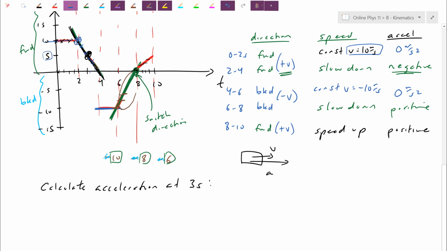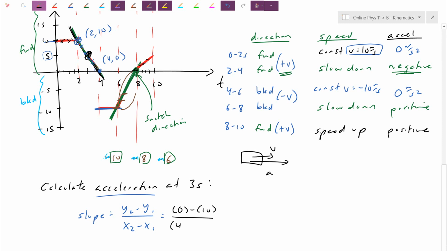So for example, this point on top is easy to read. That's at 2, 10. This point here at the bottom is easy to read here. That's at 4, 0. We know the acceleration is given by the slope of this graph. Slope is given by y2 minus y1 divided by x2 minus x1. And here we go: 0 minus 10 divided by 4 minus 2. That gives you negative 10 on top, so your acceleration is negative 2.5 meters per second squared. We had already said that it was negative, so consistent, perfect.